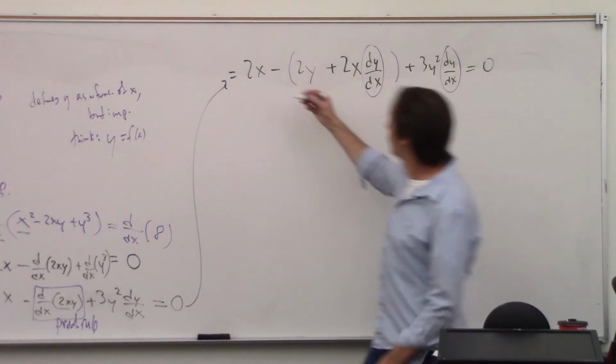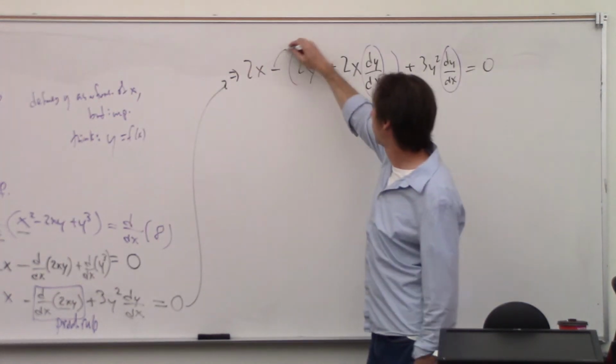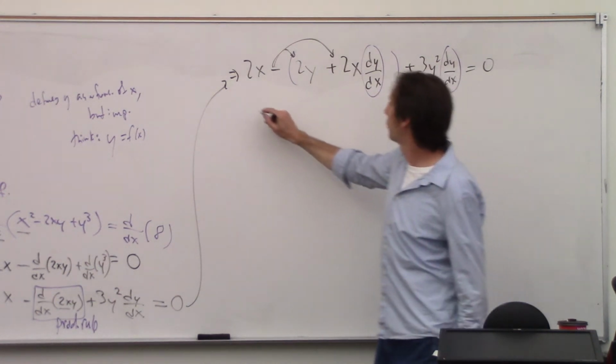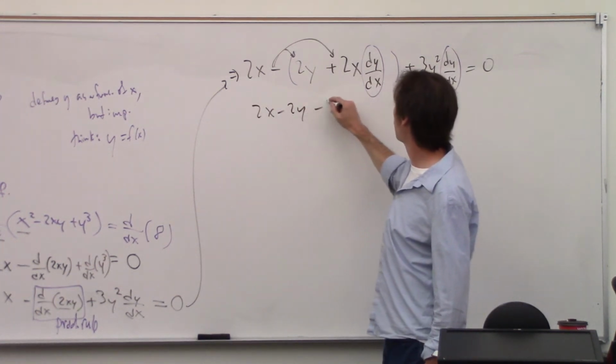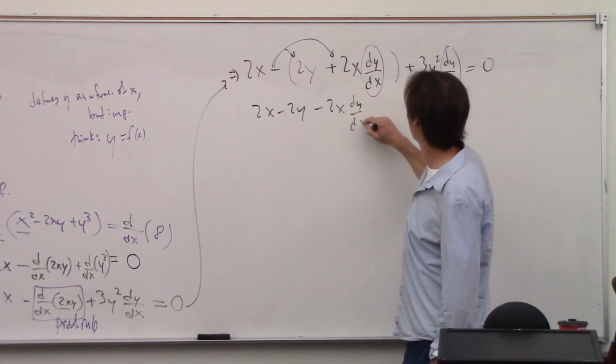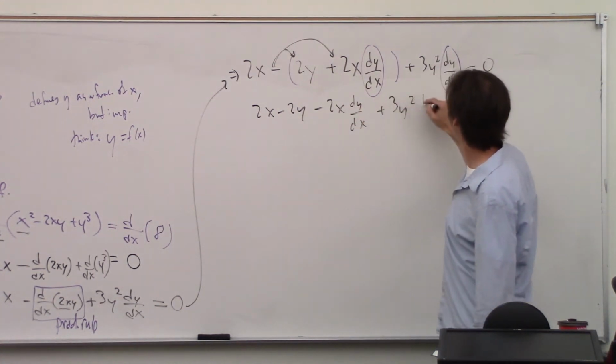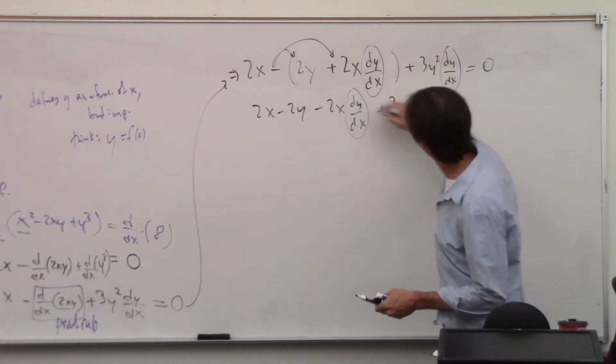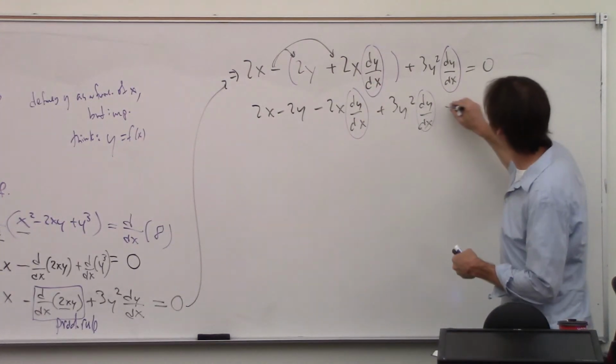We'll do a little bit of simplifying here. First, in particular, I'm going to distribute the negative. So this is 2x minus 2y minus 2x dy dx plus 3y squared dy dx. I have to keep track of these dy dx's because I'm going to solve for those. This all equals 0.